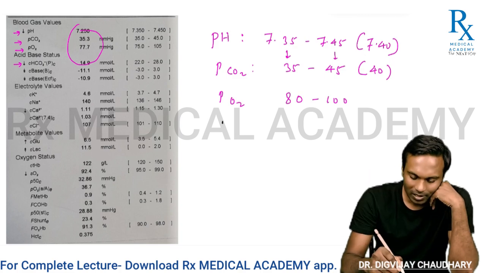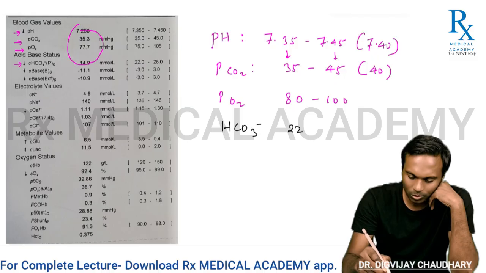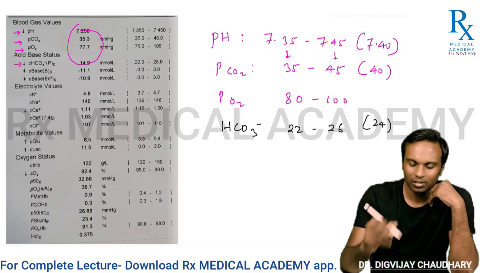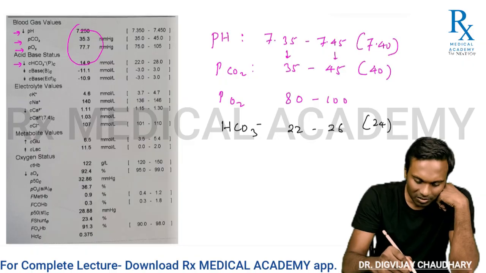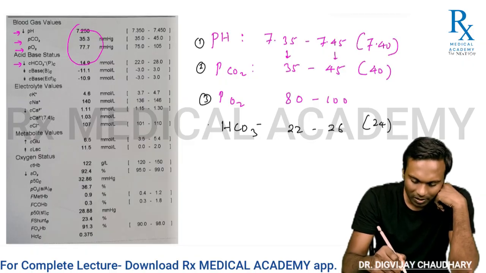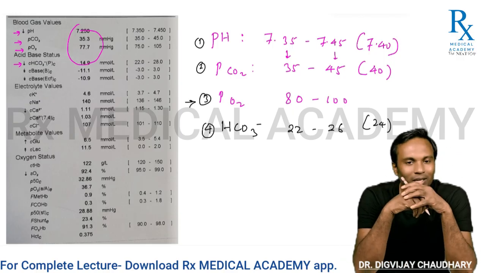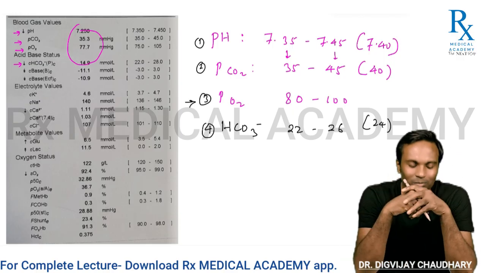Then look at bicarb levels. This is 22 to 26. Average will come out to be 24. So these are four parameters which are very, very important. Later on, we will neglect PaO₂. These three in fact are more important.